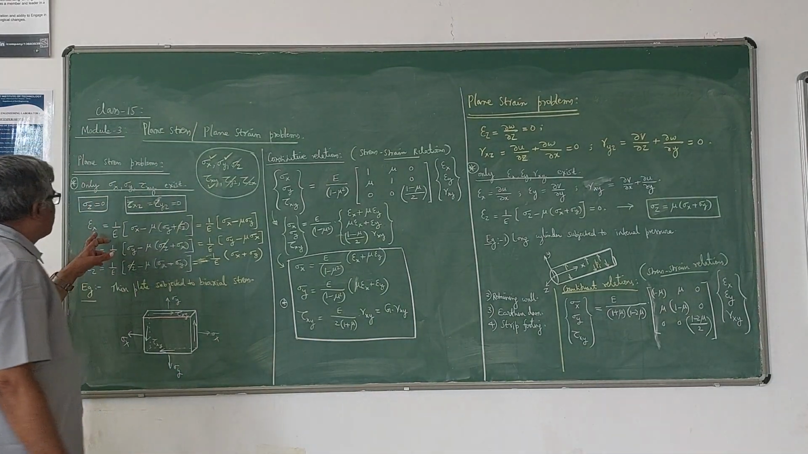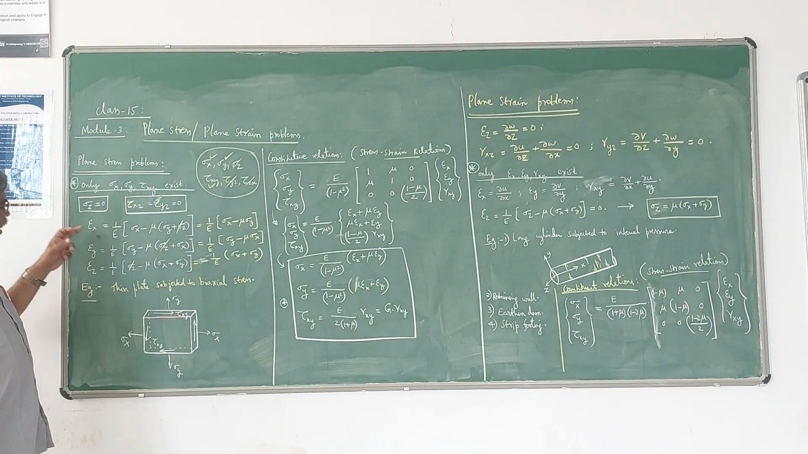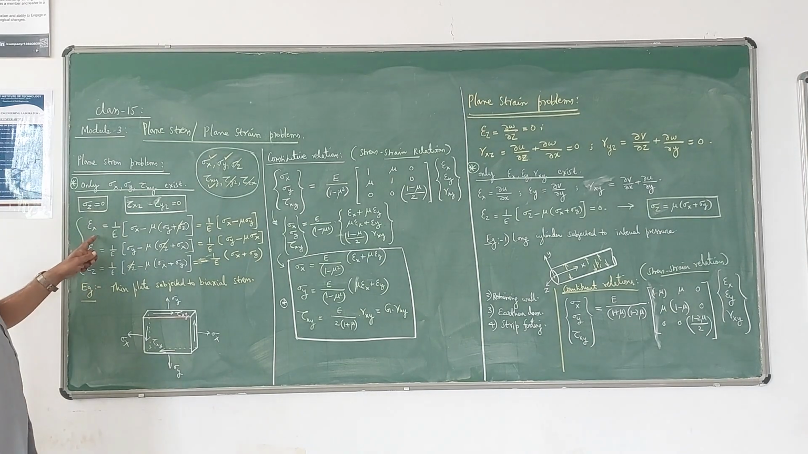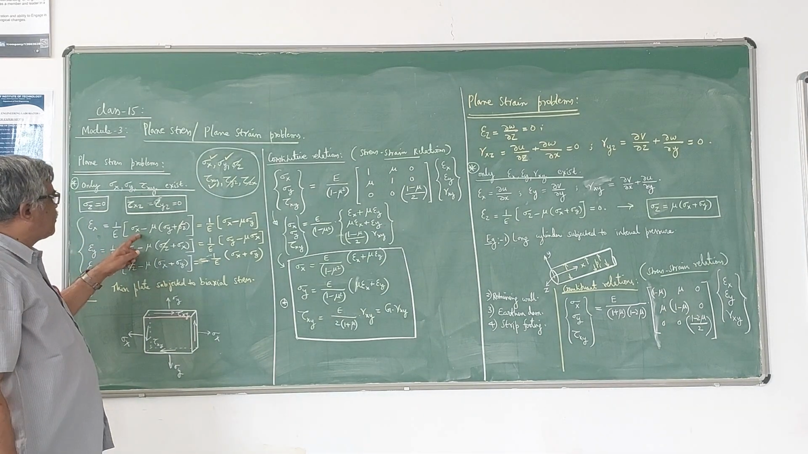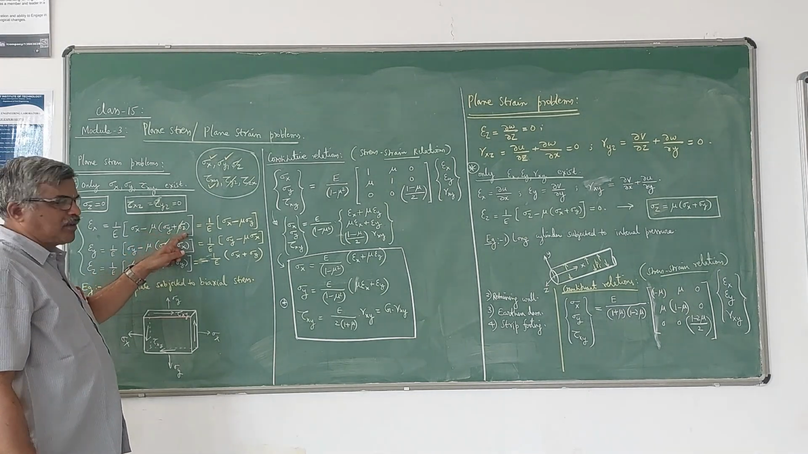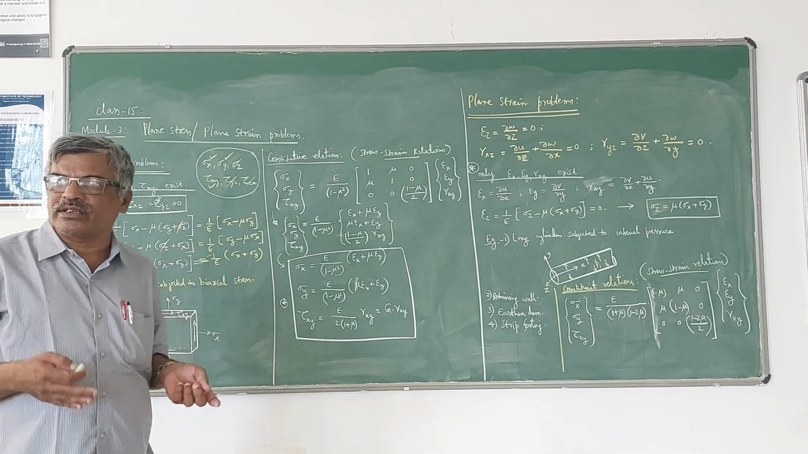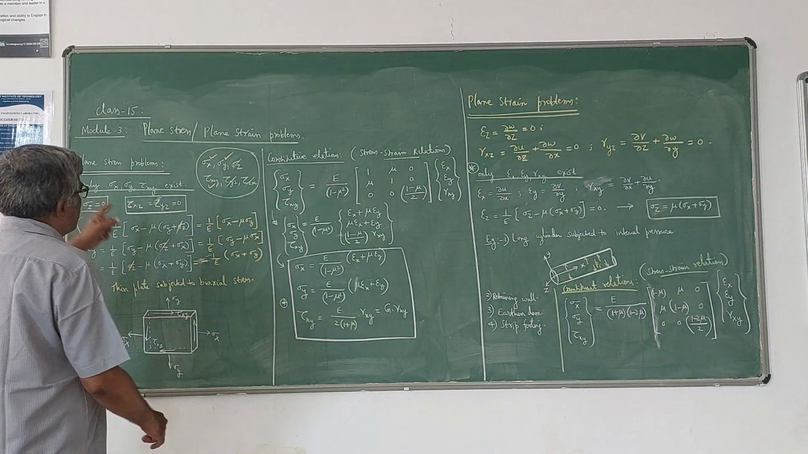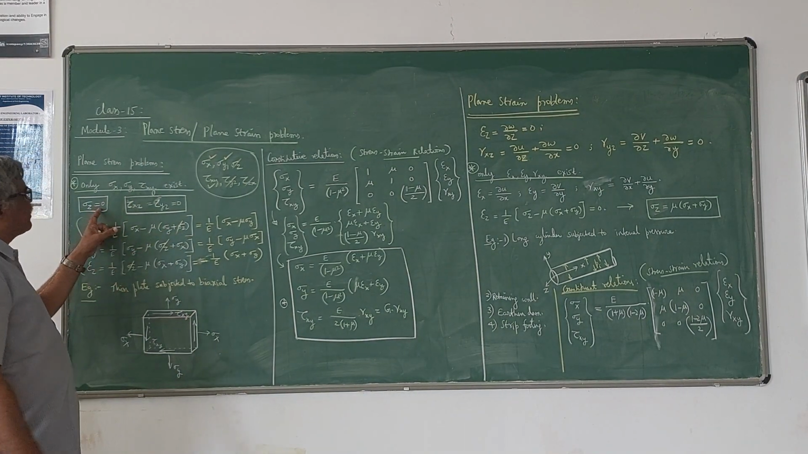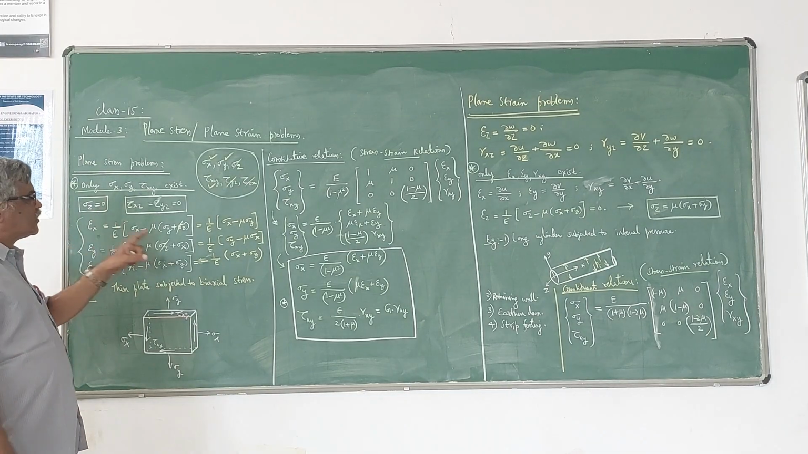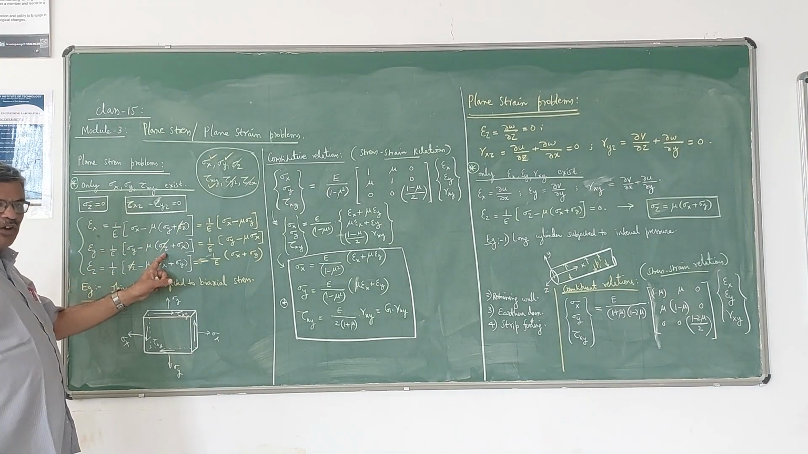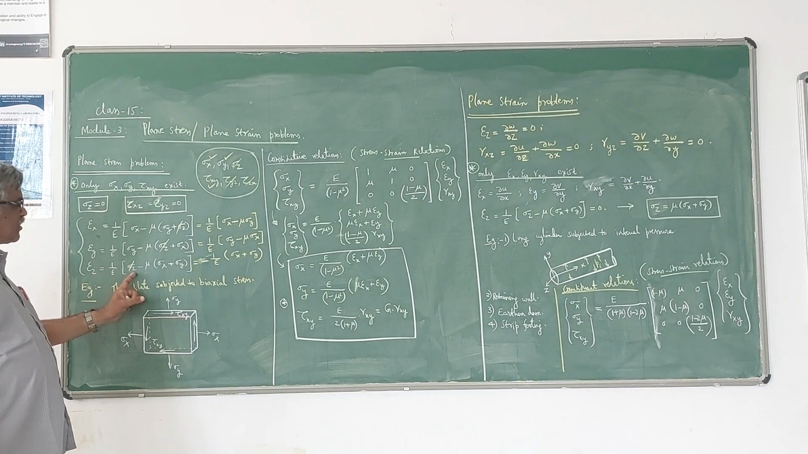So by generalizing Hooke's law, you can write the strain components like this. We have already derived it. So epsilon x is 1 by E into sigma x minus mu times sigma y plus sigma z. Here E is Young's modulus, mu is the Poisson's ratio. In the case of the plane stress problem, we know that sigma z will be 0 or it can be neglected. So here this term will not be there. Similarly in epsilon y this term will not be there, and in epsilon z this term will not be there.